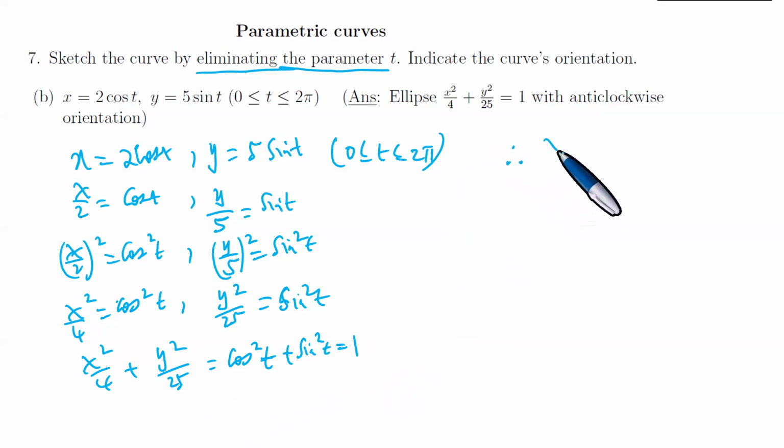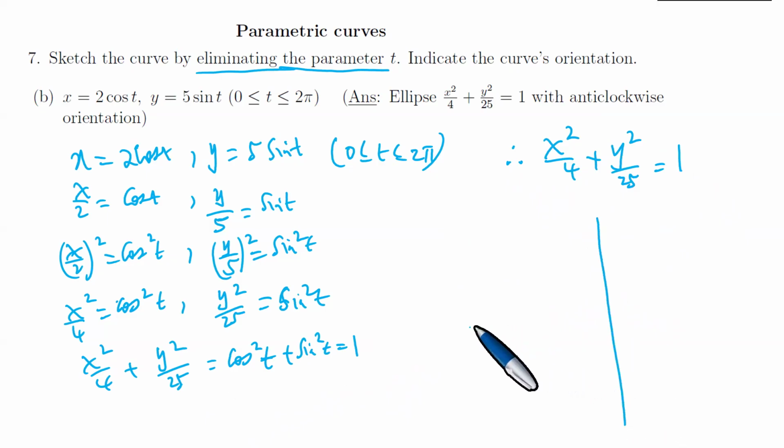As a consequence, whenever you have x squared out of 4 plus y squared out of 25, it is actually equal to 1. Okay, what kind of graph is this? It is this one, when t is between 0 and 2 pi. Can x be negative? Yes. Can y be negative? Because the cosine can be negative, x can be negative. Because the sine can be negative, y can be negative.